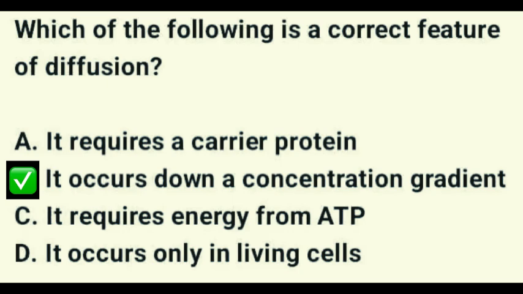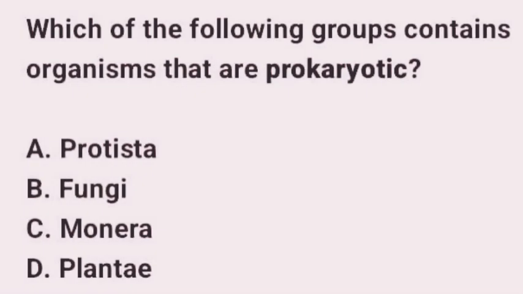Option C is also wrong because ATP is not needed in diffusion. It happens spontaneously. Option D is wrong because diffusion can occur in both living systems and non-living systems. In a living system, we have oxygen entering a cell. In a non-living system, we have sugar dissolving in tea. So, the correct feature is that it occurs down a concentration gradient. That is option B.